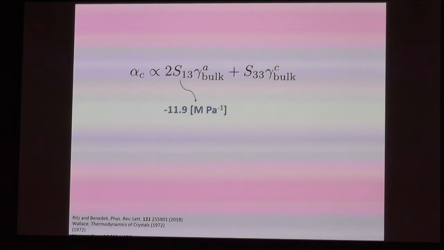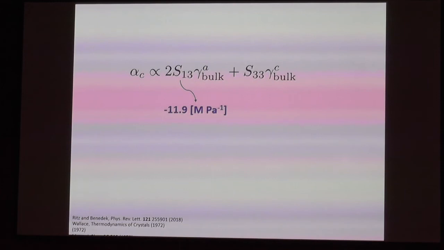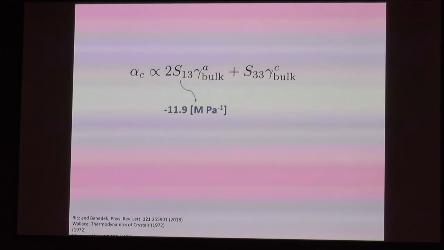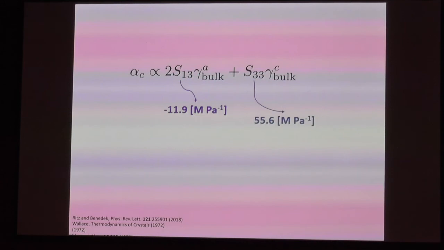When we calculate the value of S13, we find that it's negative and reasonably large. So that means that when the A-axis is expanding with temperature, there's a reasonably strong elastic coupling between A and C that's pulling the C-axis down. So A really, really wants to expand, and it's pulling the C-axis down for the ride. S33, in contrast, is pretty big and positive. So the C-axis is very compliant.